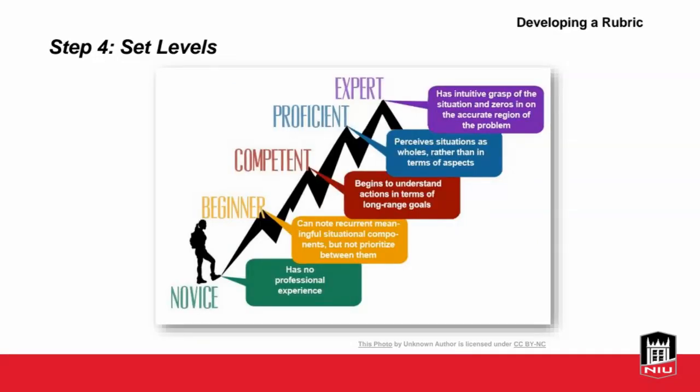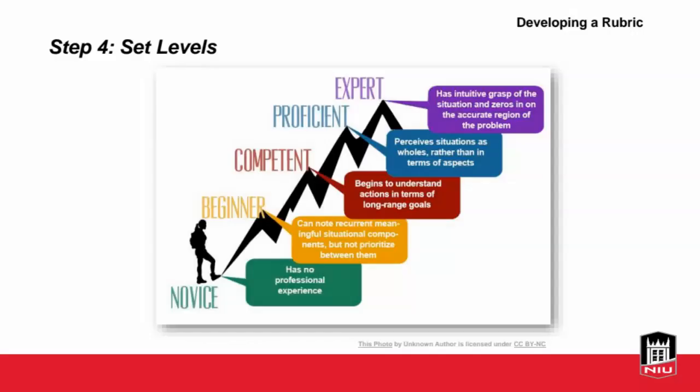Then we set our levels. So we want to identify those gradations of quality. Sometimes we could just use a numerical value instead of a label. So if you just want to do points-based, 5, 4, 3, 2, 1. Also keep in mind that those differences between the levels can be difficult to distinguish as you add more levels of performance.